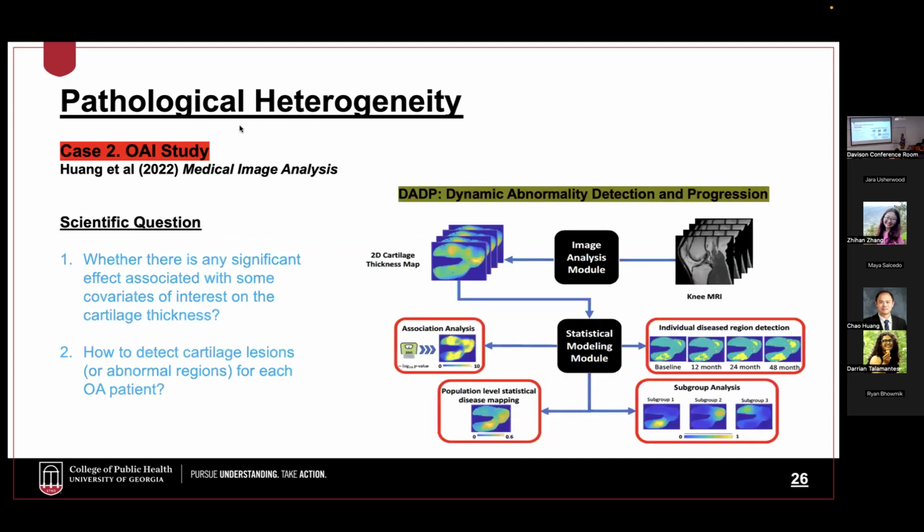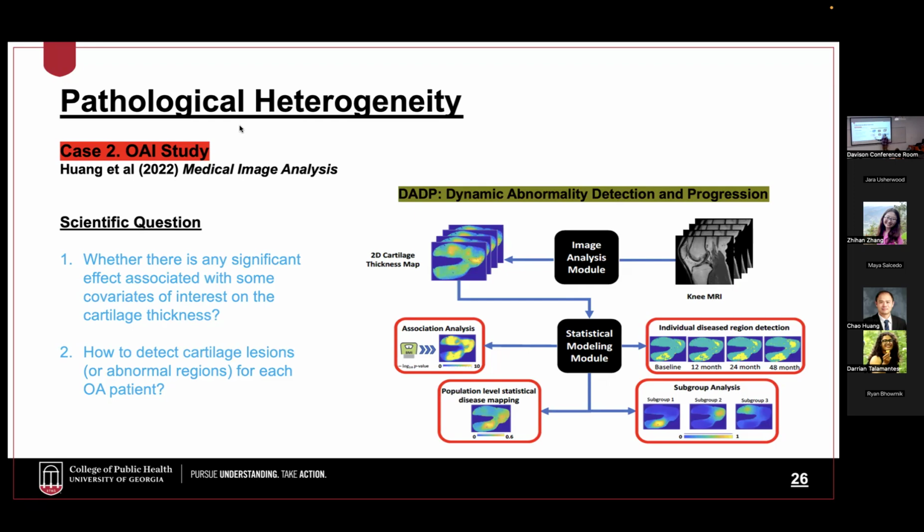And after that, we build up this whole framework for this study. We call it DADP, dynamic abnormality detection and progression. We have the imaging pre-processing, where we get a 2D thickness map from the 3D image. After that, we put the 2D thickness map into our statistical modeling module. We can detect individual disease regions, get the pathological patterns for different subjects and across different time points, and also get disease mapping for different subpopulations.